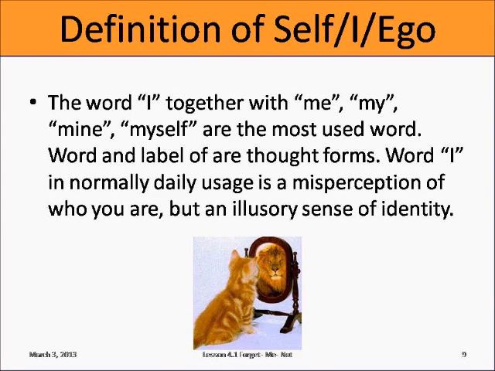Now, this is really the essence of what ego is all about, ladies and gentlemen. Now, the word I, together with me, mine, myself, are the most used words in the English language. Now, words and labels are thought forms. The word I, in normal daily use, is a misinterpretation of who you are, an illusionary sense of identity. Now, again, we bring up the word identity, illusion, as Einstein has said.